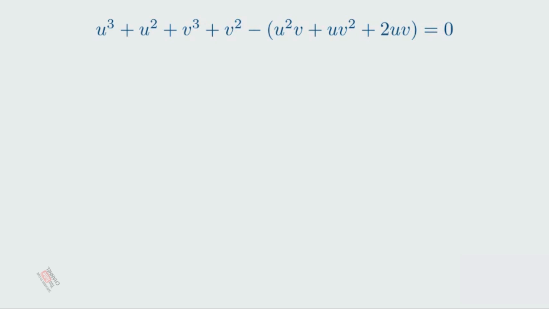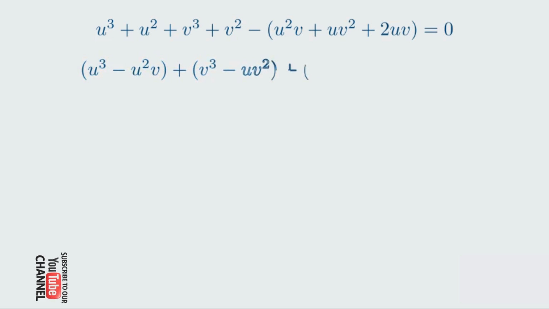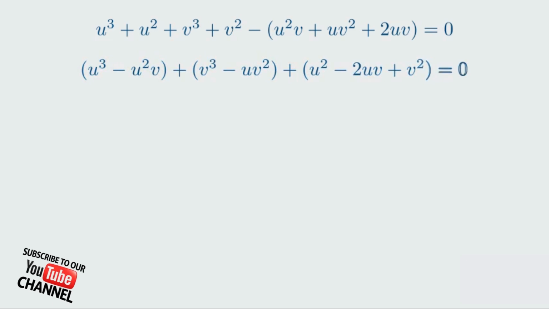We will now move all terms to one side of the equation. Let's subtract the entire right side from both sides of the equation. This gives us u cubed plus u squared plus v cubed plus v squared minus the quantity u squared v plus uv squared plus 2uv, all equal to 0. Now, let's rearrange the terms. We'll group the cubed terms together and the squared terms together. By rearranging the terms, we get the quantity u cubed minus u squared v plus v cubed minus uv squared plus the quantity u squared minus 2uv plus v squared, all equal to 0.